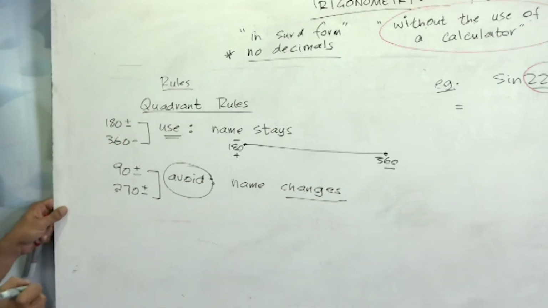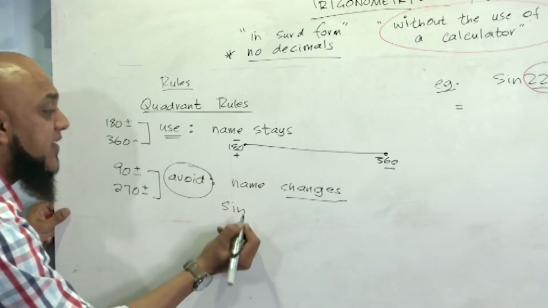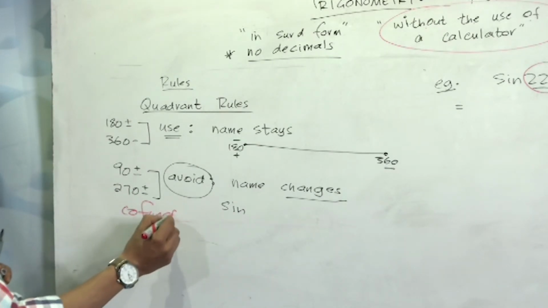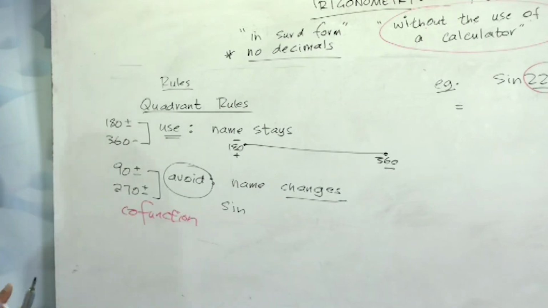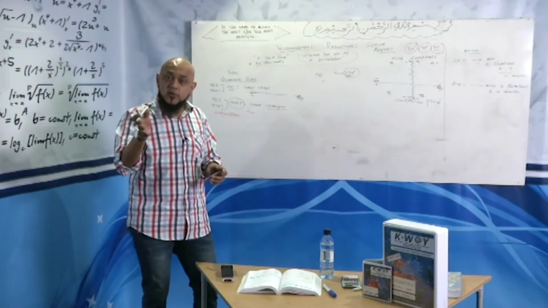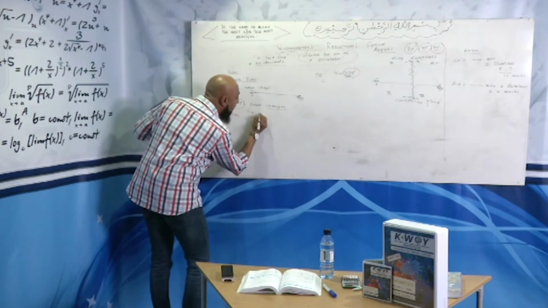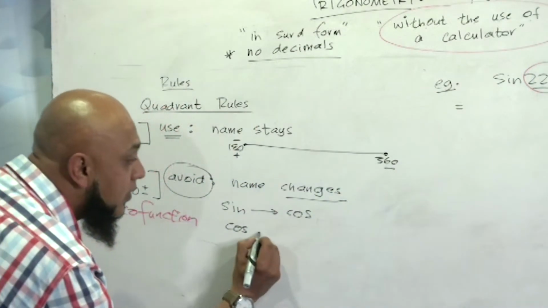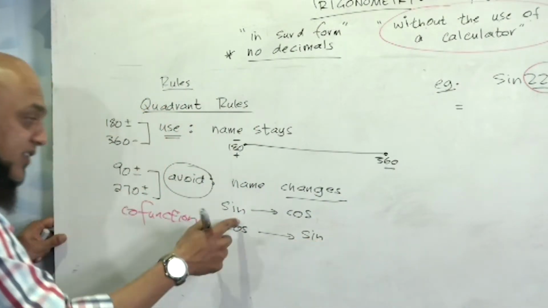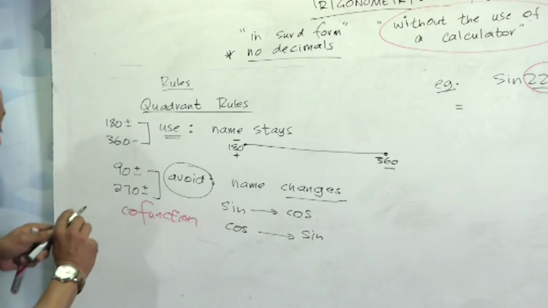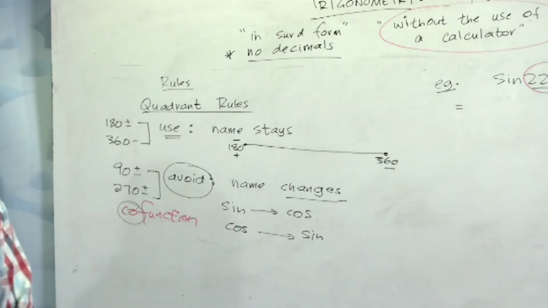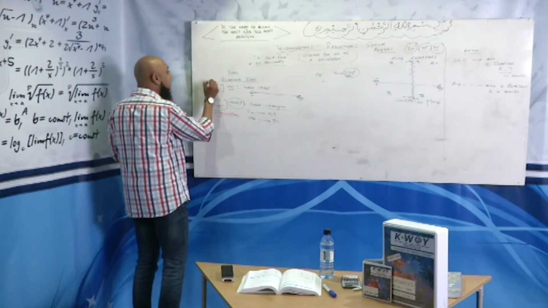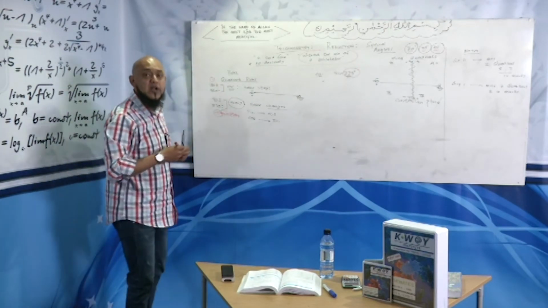The name changes. So what will happen? It will change to its co-function. They also call it the co-function rule. It will change to its co-function, meaning sine will change to cos if you had 90 plus or 90 minus, or cos will change to sine. So sine will change to cosine, that's why we call it co-function. Sine will change to cosine, and cosine will change to sine. So this is your first set of rules, which is called your quadrant rules.